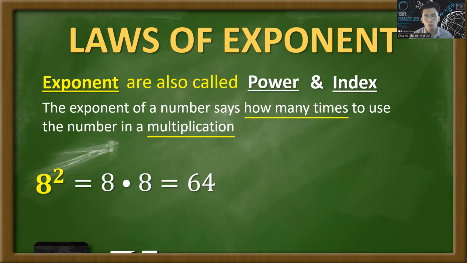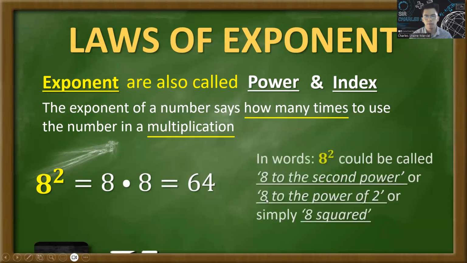Okay, again, pag exponent, multiplication po ang gagamitin natin. Most of the students nagkakamali. Ang ginagawa nila is 8 times 2. Hindi po ganon. Ang kailangan gawin nyo is i-multiply daw natin ng 2 beses si 8. Hindi i-multiply si 8 kay 2. So that is 8 times 8, and that is equal to 64.